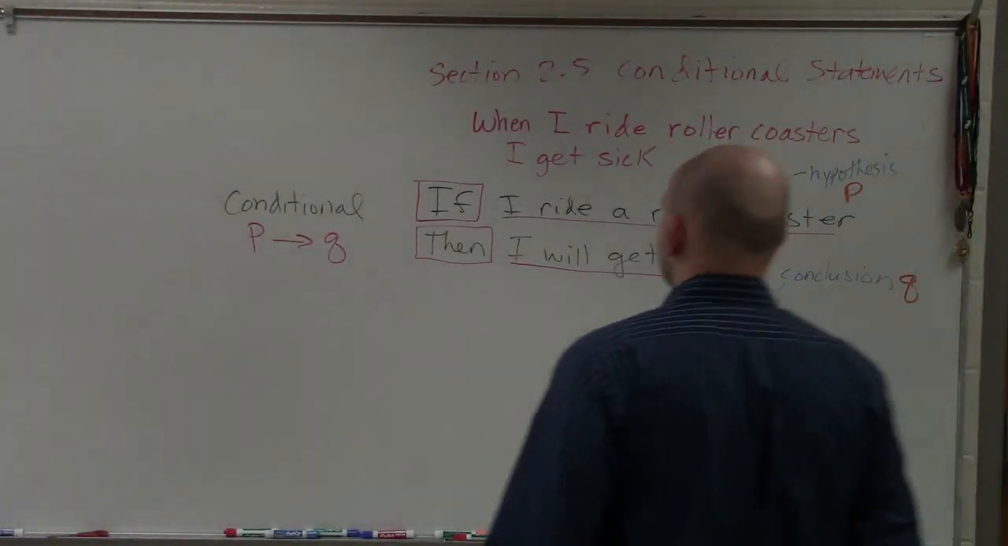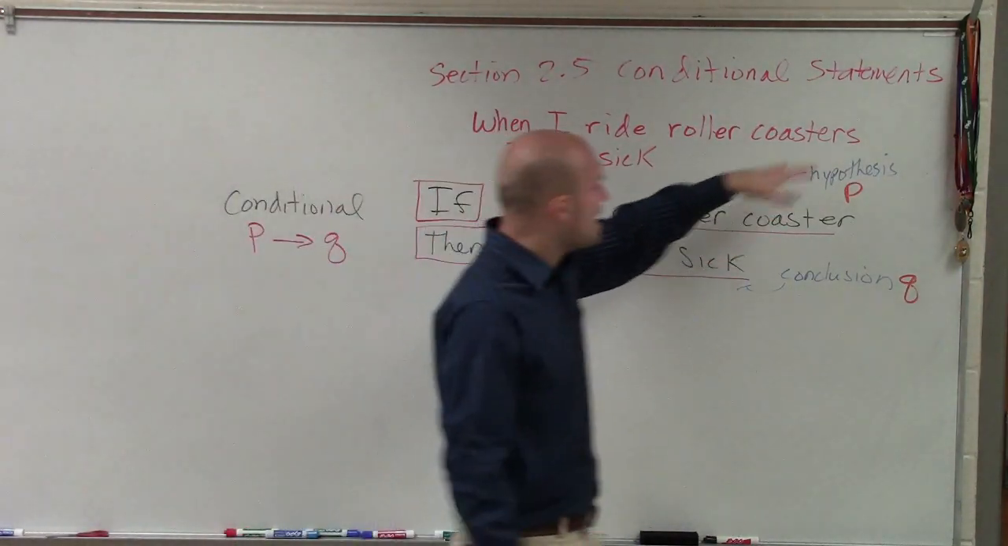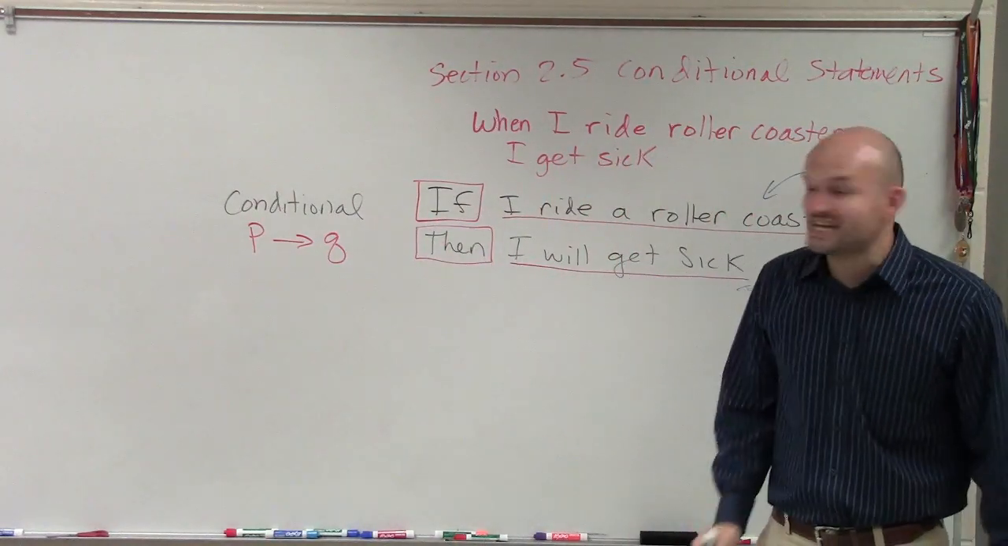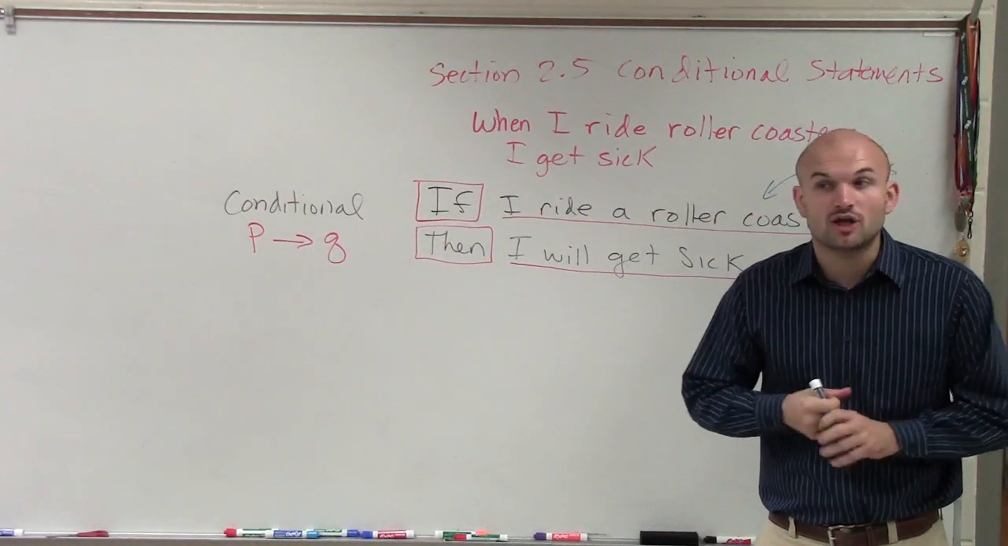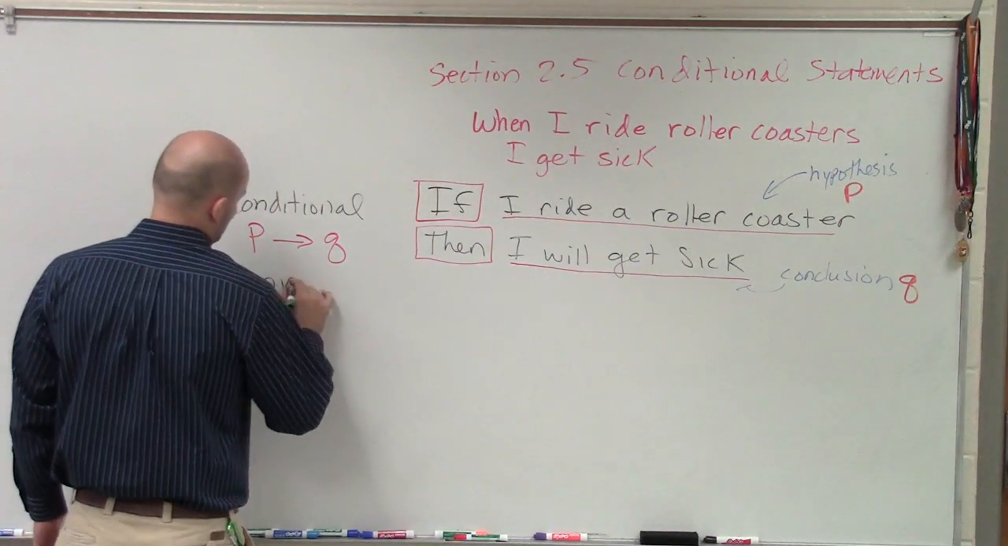Ladies and gentlemen, we talked about negation. If I ride a roller coaster, then I would get sick, where the hypothesis is our P and our conclusion was Q. Now, we talked about conditional was if P, then Q. But there's a couple others that we have to go over. So the next one is what we call the converse.